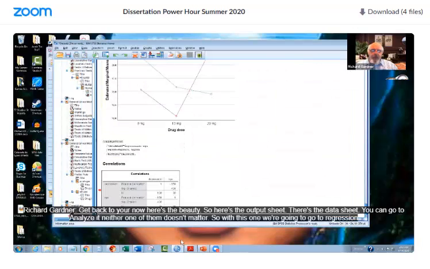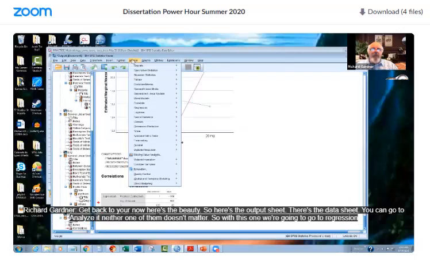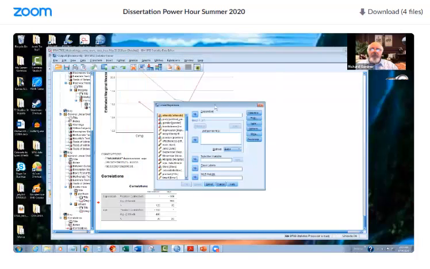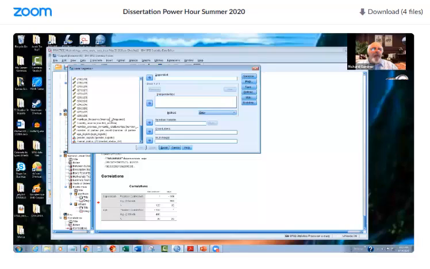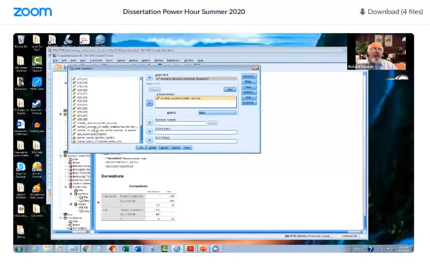So here's the output sheet. There's the data sheet. You can go to analyze from either one of them. Doesn't matter. So with this one, we're going to go to regression, and we're assuming linear. So marriage frequencies, that's what we're trying to predict, right? We're trying to come up with some kind of prediction equation based on how much money they make, how many times they've been in love, and how many parties they go to per month.